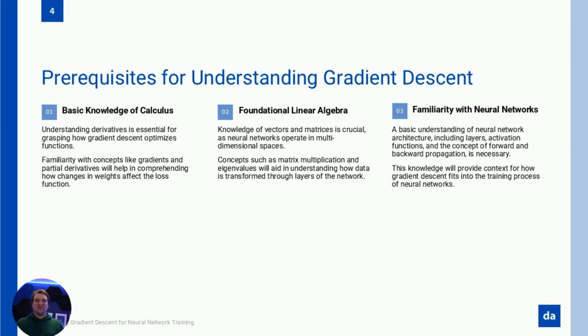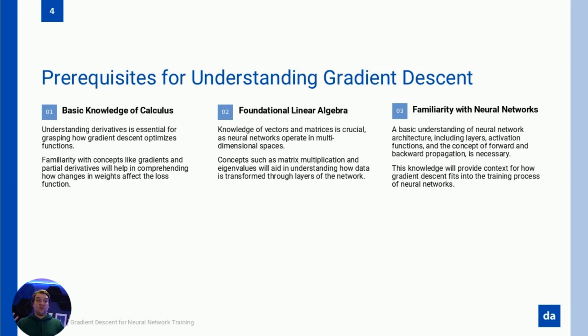Forward propagation passes the data through the network. Backward propagation calculates the gradients, and gradient descent uses those gradients to fine-tune the weights. Without understanding this flow, gradient descent can feel like solving a puzzle without seeing the full picture. With these foundational concepts in place, you'll be ready to not just understand gradient descent, but truly master it.